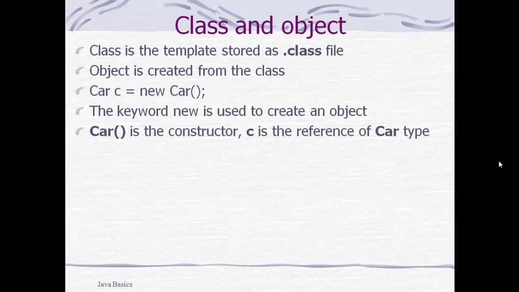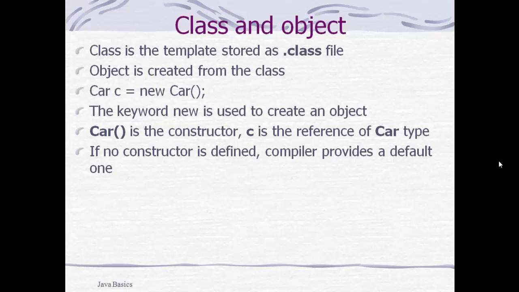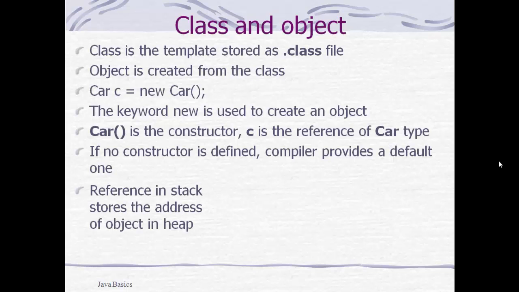Car with the parenthesis is the constructor, and c is the reference of the Car type. That is why you say Car c. c is the reference and it is of type Car. Behind that you write the type. If no constructor is defined, the compiler provides a default one. We'll see that later. The reference in the stack stores the address of the object in the heap.